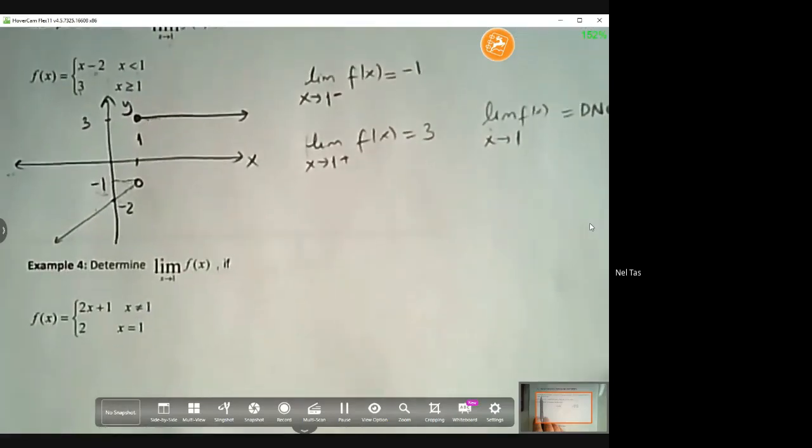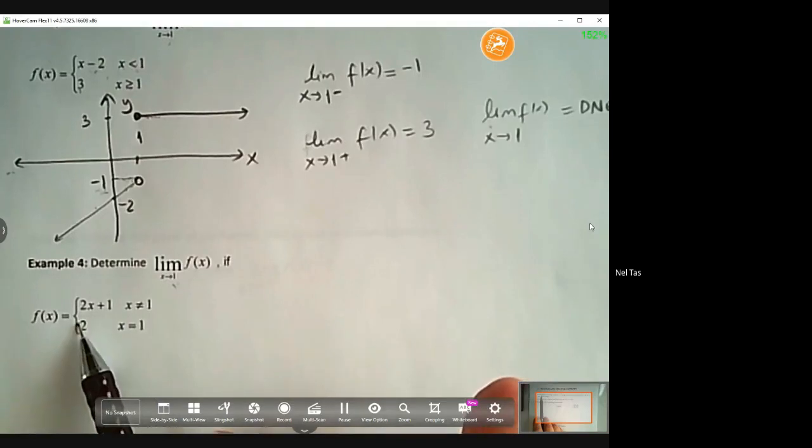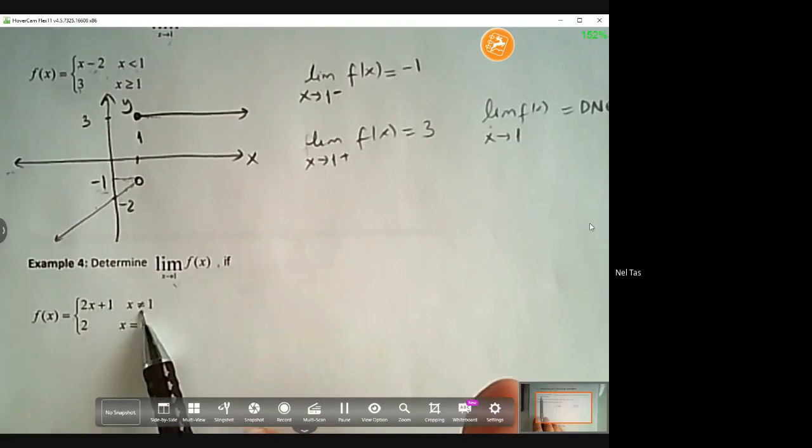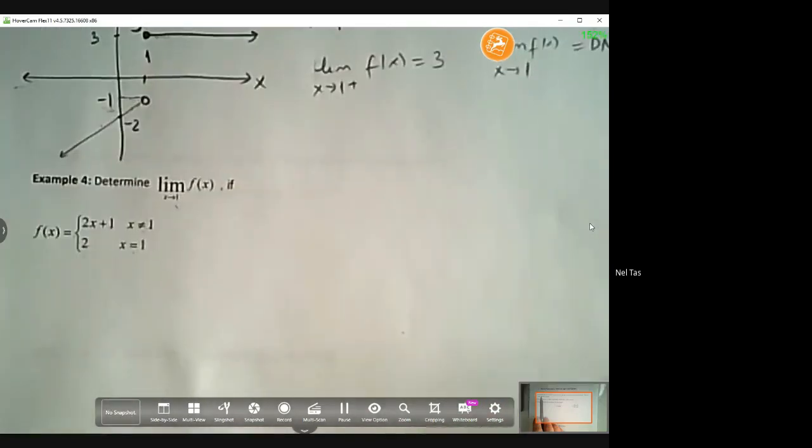Example 4, limit of f of x as x approaches 1. Again, we have this function here, right? Piecewise function. So it is 2x plus 1 when x is not equal to 1, which means you have all the x values from negative infinity to positive infinity except 1. This is what it means. But when x is exactly 1, the y value is 2. Okay. Let's sketch that.